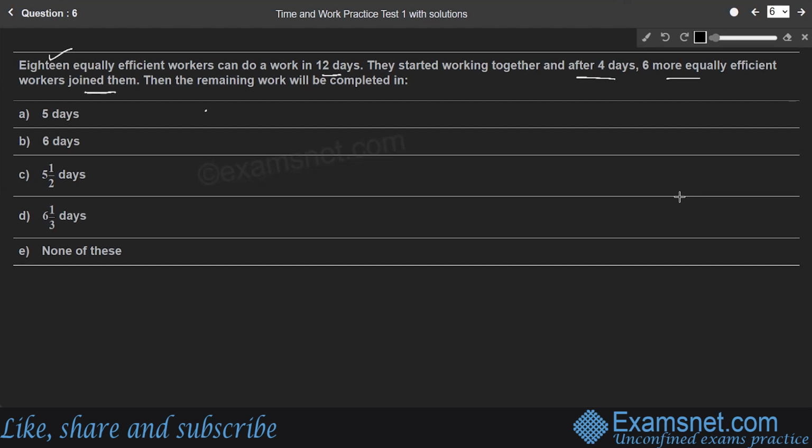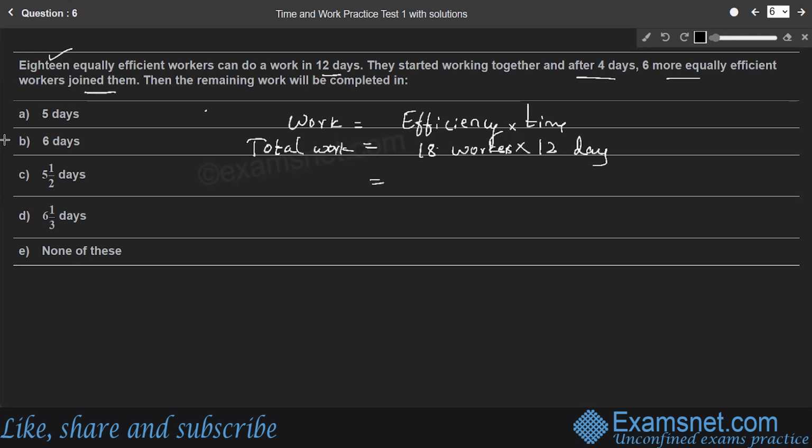So here, 18 equally efficient workers can do a work in 12 days means, if you use the concept of work, it is always efficiency into time. Here, efficiency is nothing but the number of persons who are working. So 18 workers can complete the whole work in 12 days. Therefore, 18 workers into 12 days gives the total work. What is 18 into 12? 180 plus 36, 216 units will be the total work.